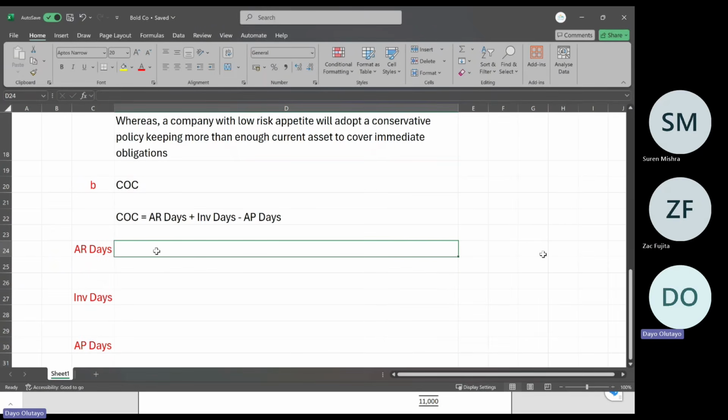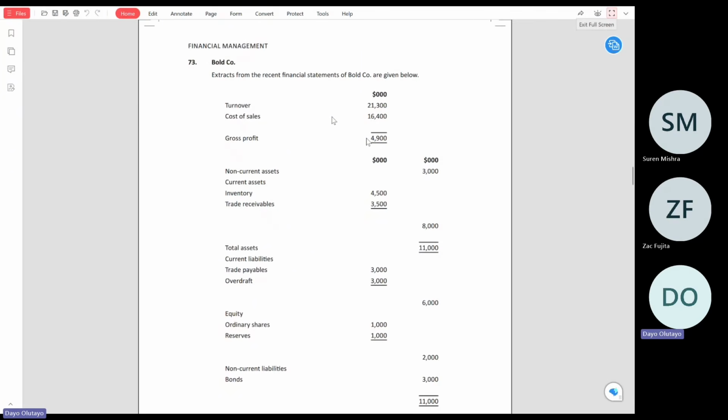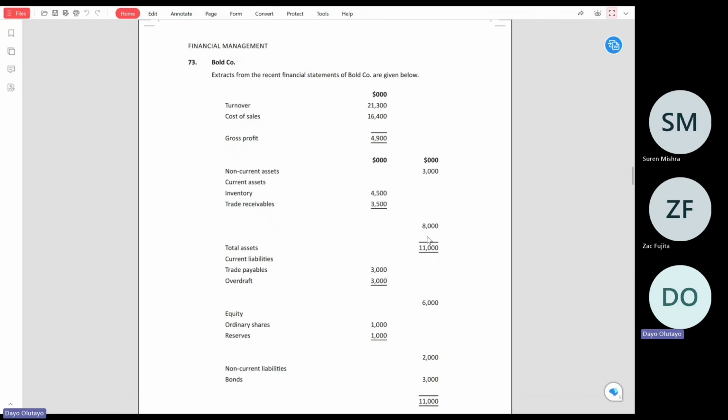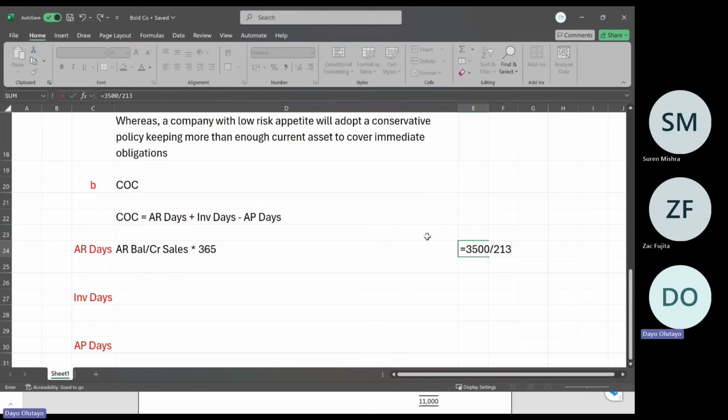So account receivable days is calculated as AR balance divided by credit sales multiplied by 365 days. So if I go into that financial data, what's our AR balance? I can check. It's 3,500 divided by sales. Sales is 21,300 multiplied by 365. So I have 60 days as AR days.